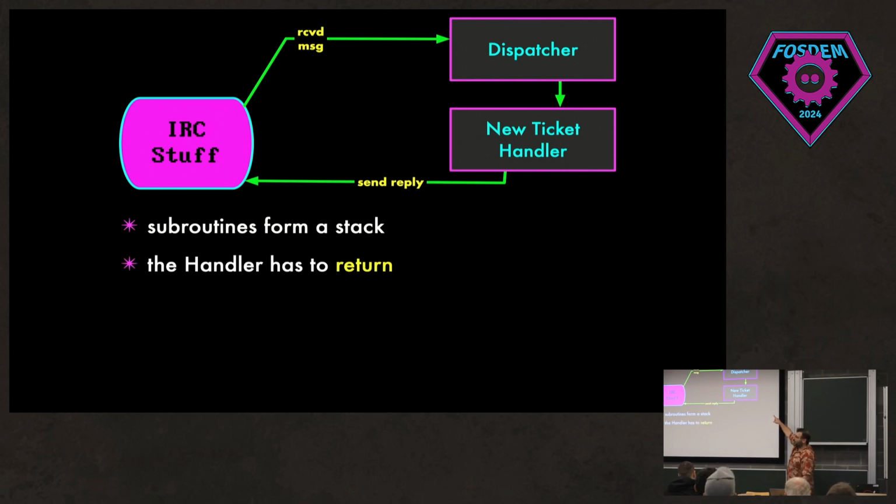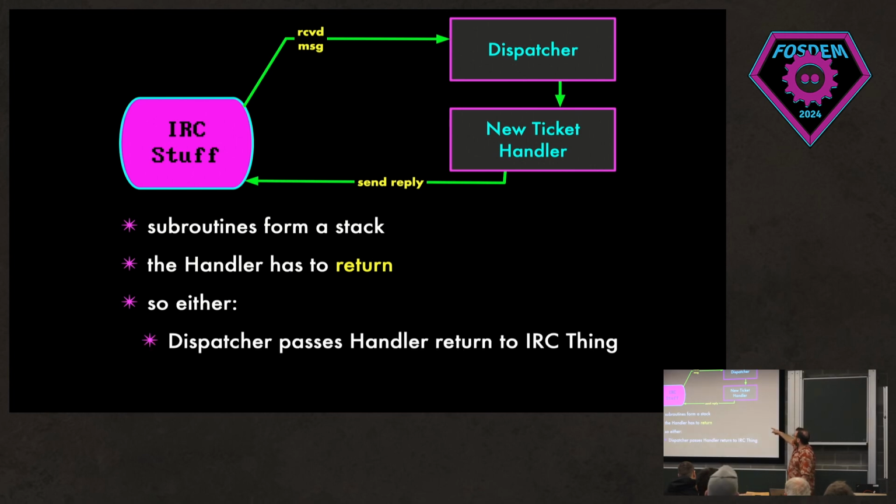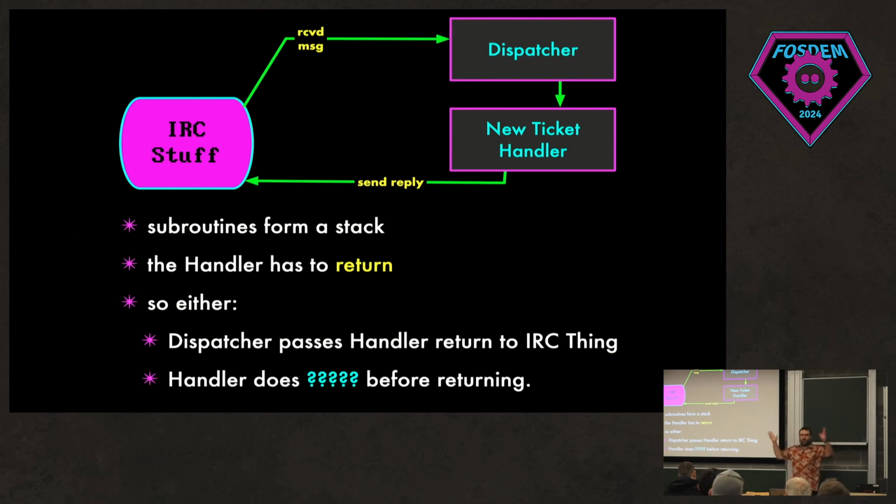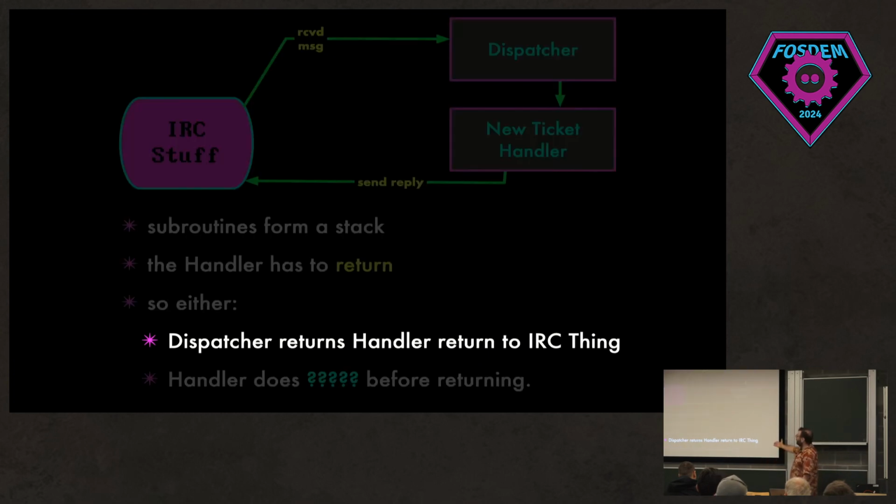The handler down here has to return. So either the dispatcher is getting the return value from the handler and passing it back to IRC to send a reply, or the handler's doing some weird thing to send a reply before it returns, right? So what's actually happening? Let's say it's the first one.